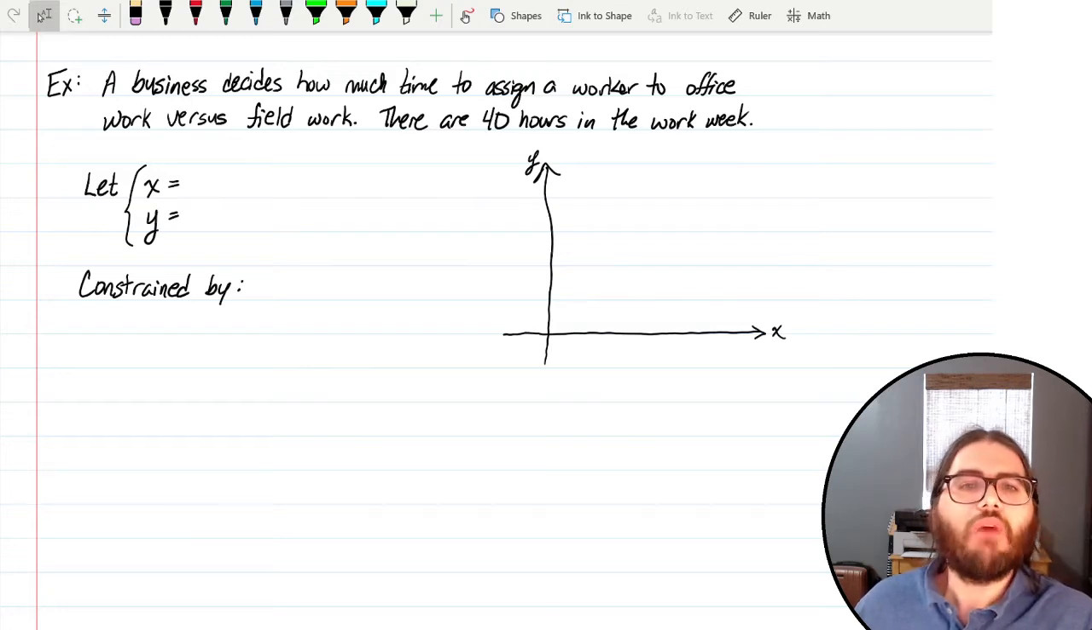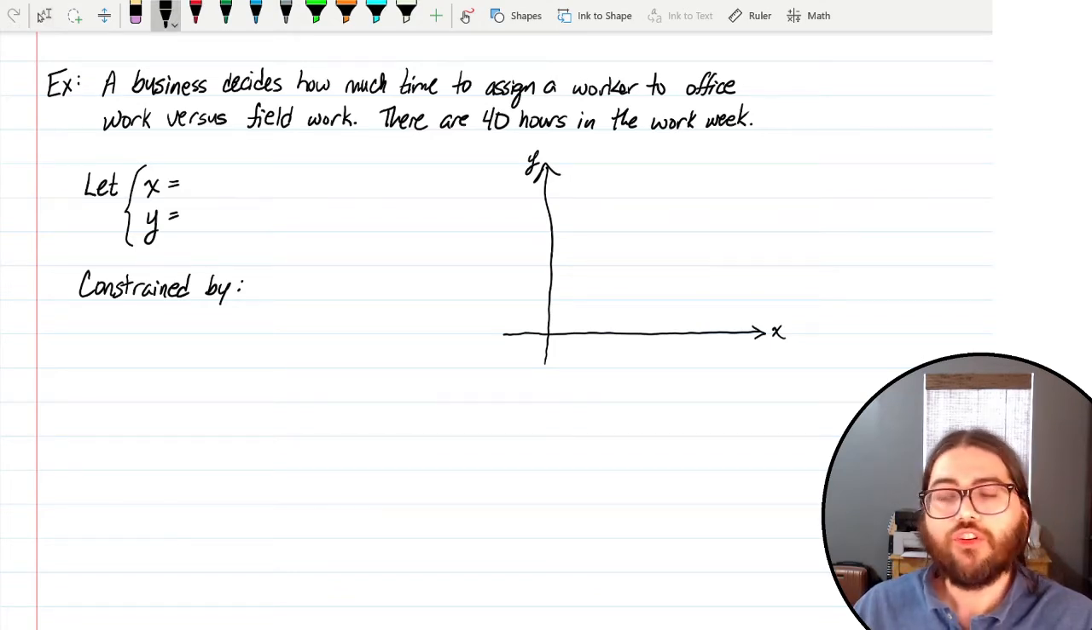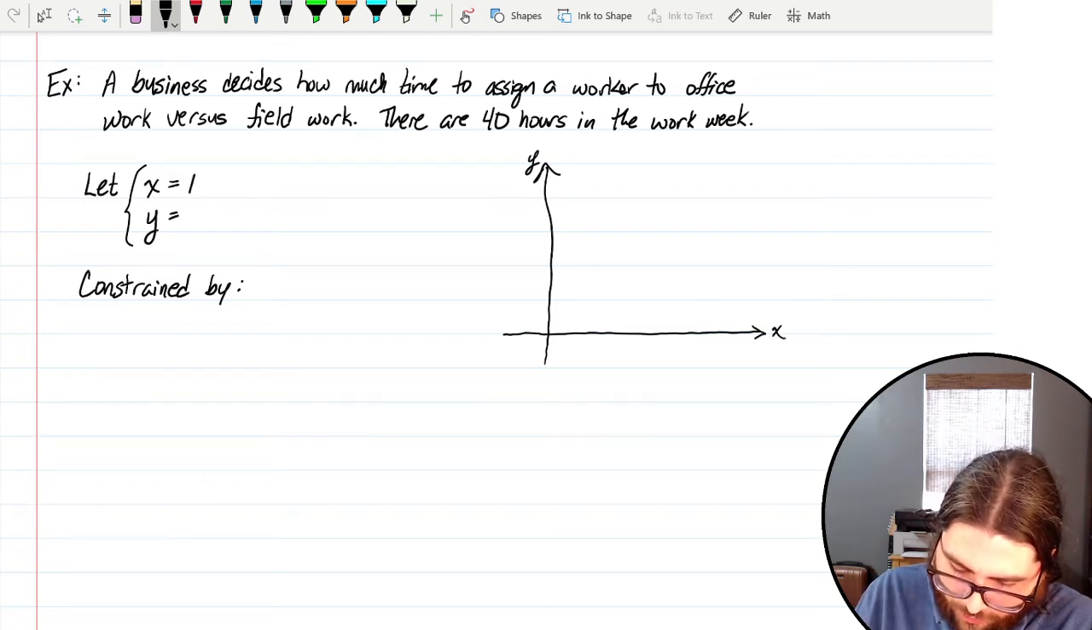So I'm going to model this using a system of inequalities. Let me choose my choices to be the variables. In this case, this business is deciding between assigning work time in the office versus work time in the field. And so because those are two choices, let me make them my two variables.